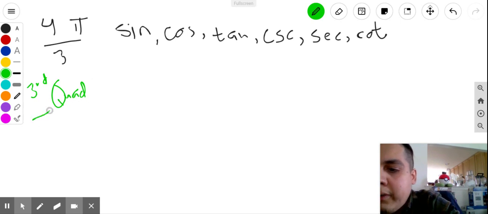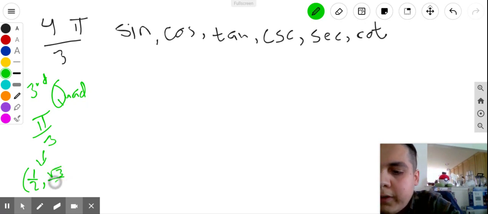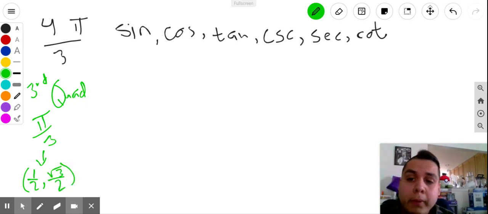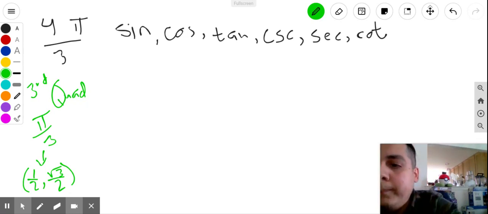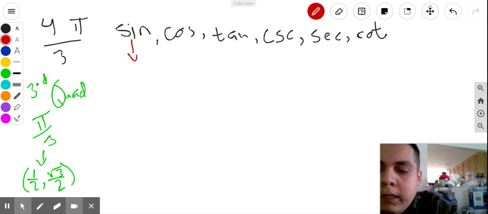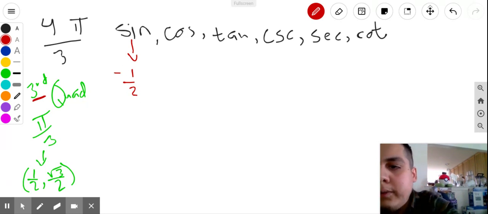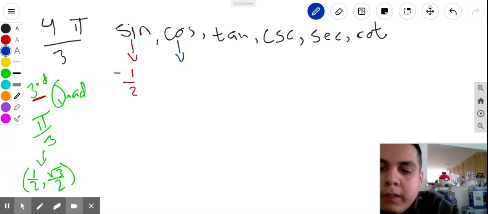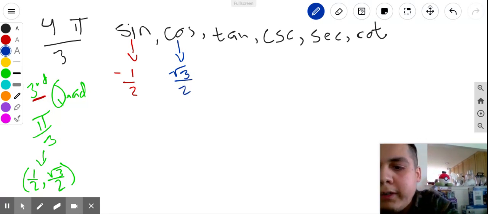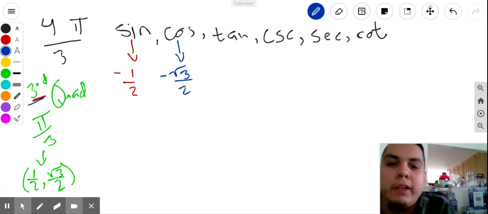and I know its reference angle is pi over 3, so I know that typically pi over 3 should produce a 1/2 comma radical 3 over 2. All right, that's the x and the y value. So I know that the sine should be a 1/2. But because it's in the third quadrant, I know it's going to be a negative 1/2. Cosine should be radical 3 over 2, but because it's in the third quadrant, I know that the x value should be negative.